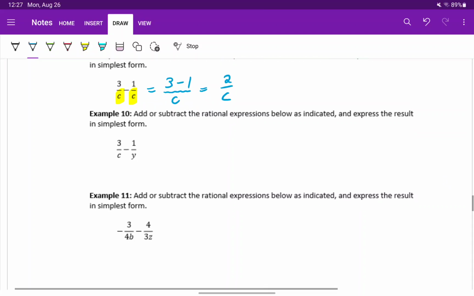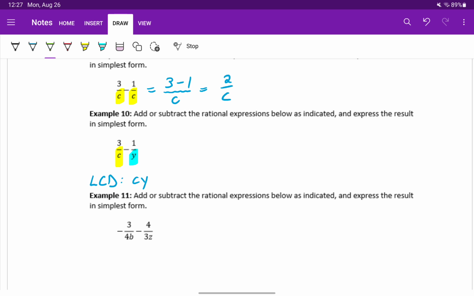In example 10, we don't have a common denominator because our first rational expression has a denominator of c, and the second rational expression has a denominator of y. So what we need to find is the least common denominator, the LCD, of these two expressions, and then update the expression to rewrite it with that common denominator. In a lot of cases, we can get that least common denominator, or at least a common denominator, by just multiplying together the denominators of each expression.